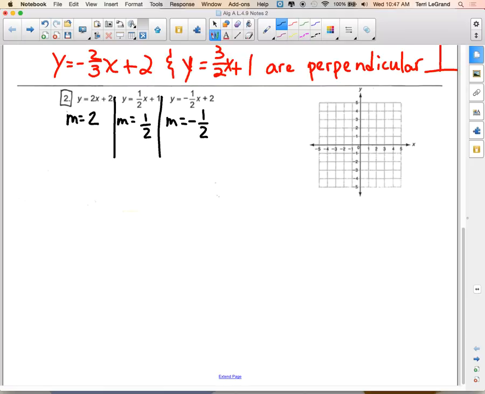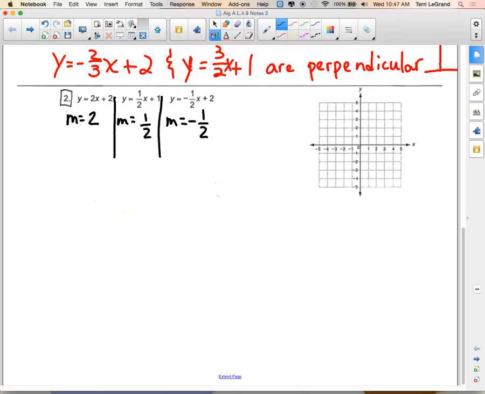What's the reciprocal of 2? No, I'm asking you this question. What is the reciprocal of 2? 1/2, right? Because 2 can be put over 1 and then we flip it and its reciprocal is 1/2.